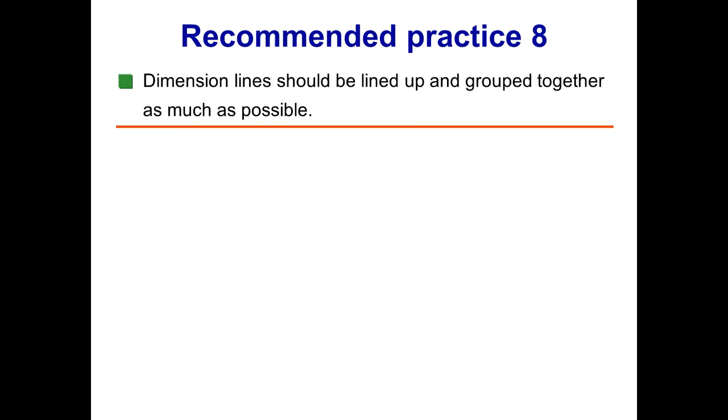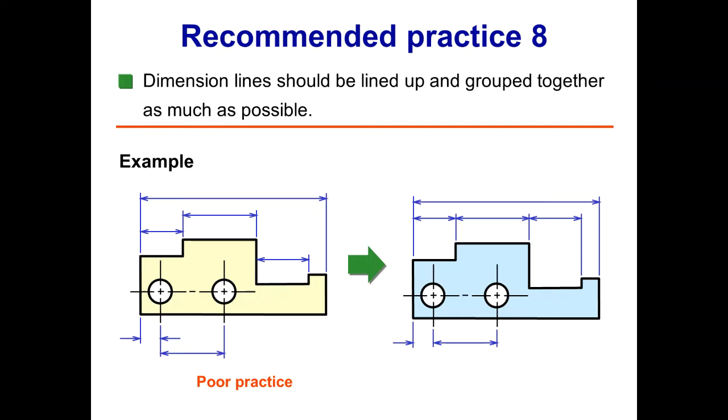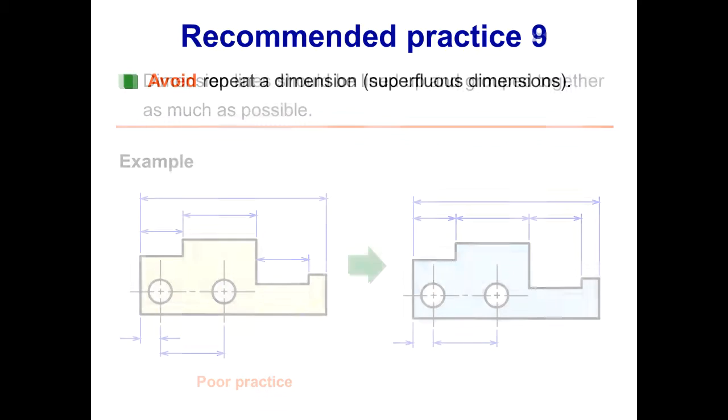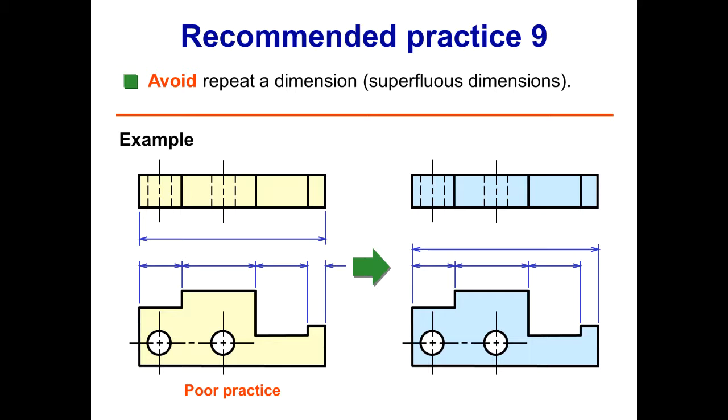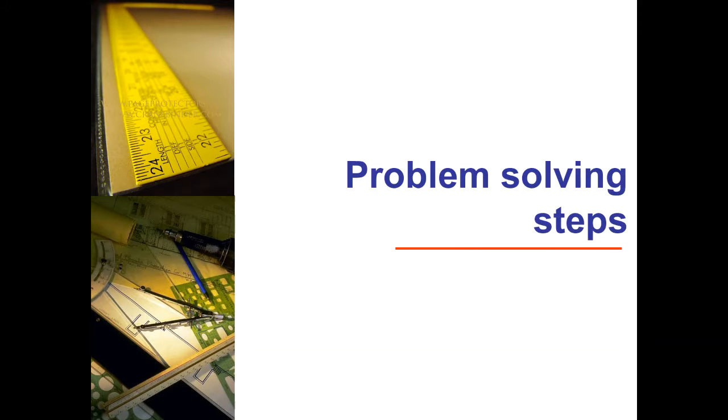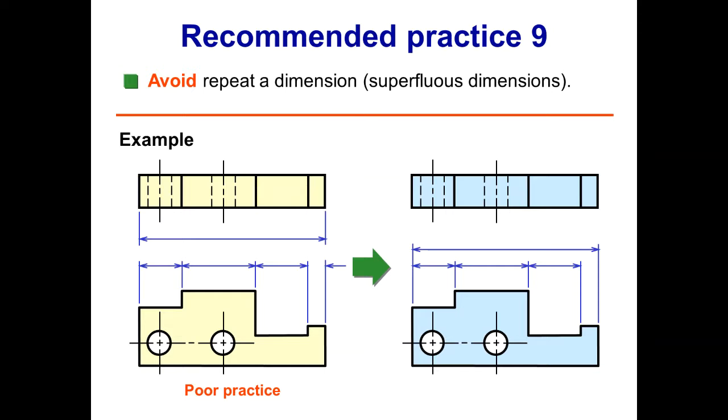Dimension lines should be lined up and grouped together as much as possible. You have to make sure dimension lines are grouped to form a better, healthy look of the drawing. Avoid repetition of dimensions. अगर आपने एक व्यू में कोई dimension दे दी है तो दूसरे व्यू में दोबारा वही dimension नहीं देनी. सो बेसिकली यहाँ तक आपकी जितनी भी ड्राइंग की डायमेंशन या उसके रूल्स हैं वो कंप्लीट हो जाते हैं.